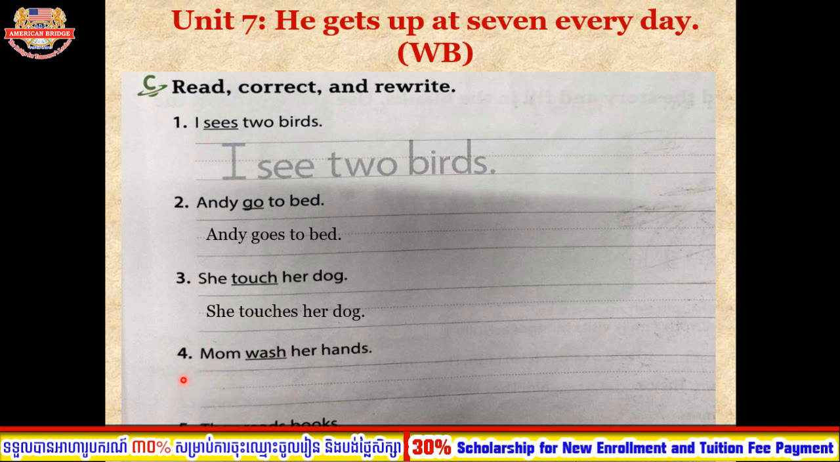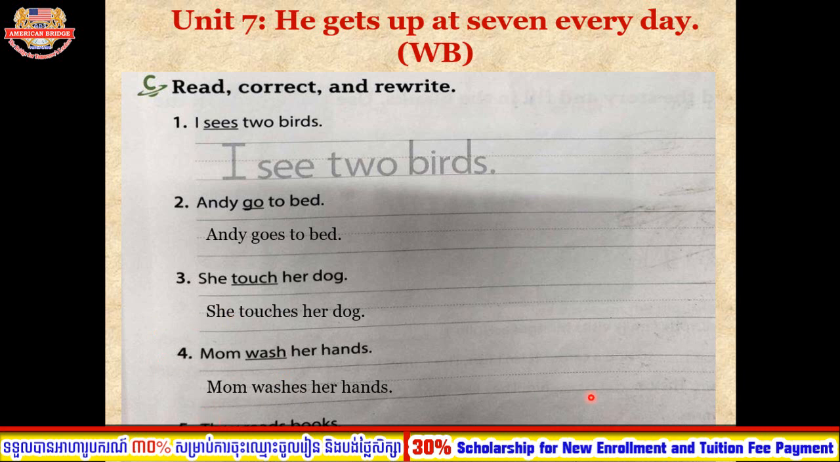The number 4, everyone. Number 4. Mom washed her hand. So mom here is only one, right? It refers to the singular noun. With a singular noun we need to use the verb that has S. So that's why this one, mom wash. But for wash here, do we add S? Do we add ES? Do we add IES? So which one? Correct. It ends with SH, right? So ending with SH like this, we need to add ES. So mom washes her hand, right? Okay, that's so good. The last one, number 5.